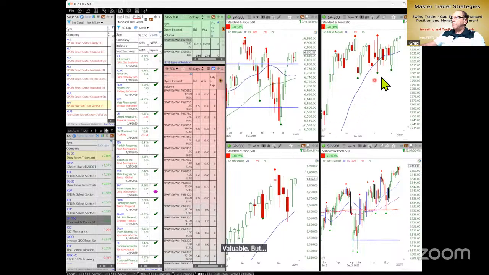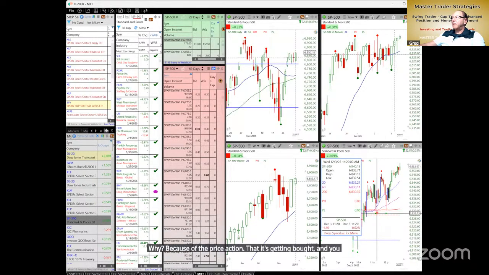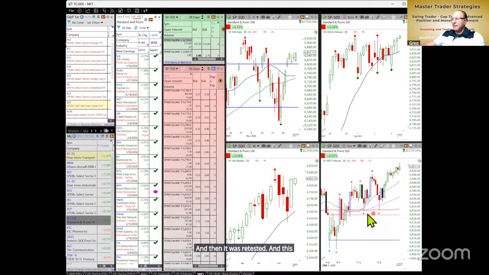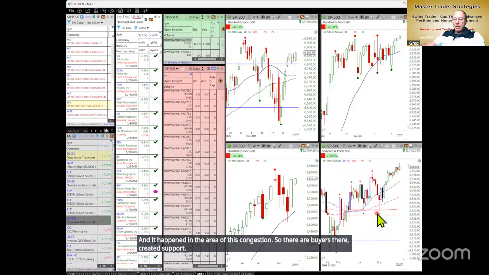But based on this pattern, what is the probability of SPX coming back to the bottom of the range? And so you come to a conclusion, and I would say that's relatively low. Why? Because of the price action, that it's getting bought. And you can see that bottoming tail bar in the 65-minute, and then it was retested. And this is what the technical analysis course reinforces: how to interpret that. This is a pivot, and it happened in the area of this congestion. So there are buyers there.